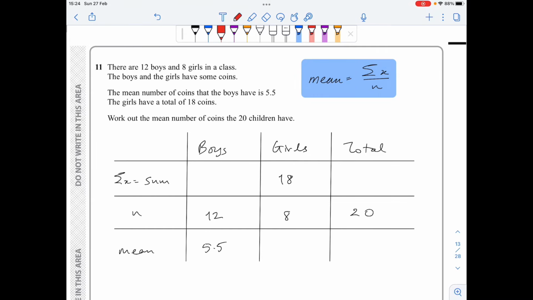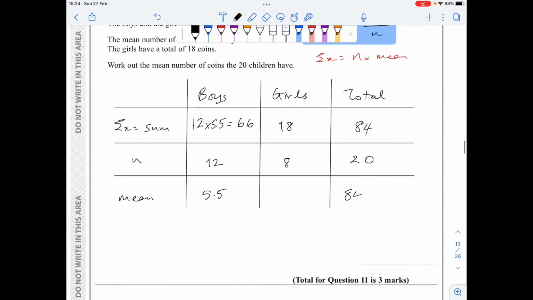Now, to find the total, the sum for the boys, I will rearrange the mean formula and get sigma x equals n times the mean, which means that the sum for the boys is 12 times 5.5, which is equal to 66. So the sum for all the children is 66 plus 18, which is 84, which means that the mean number of coins for the 20 children is 84 divided by 20, which will give me 4.2.